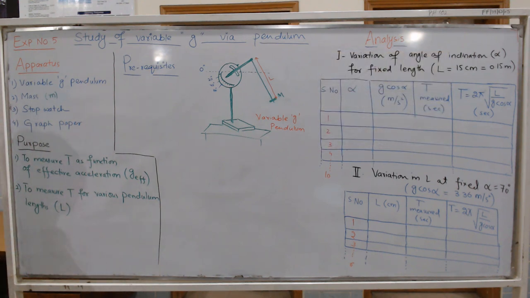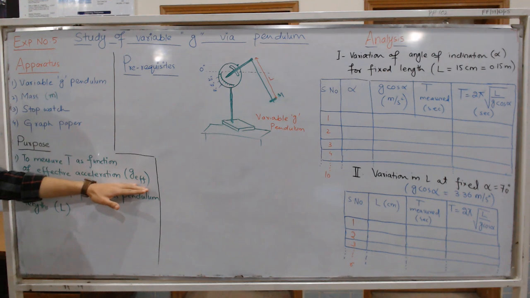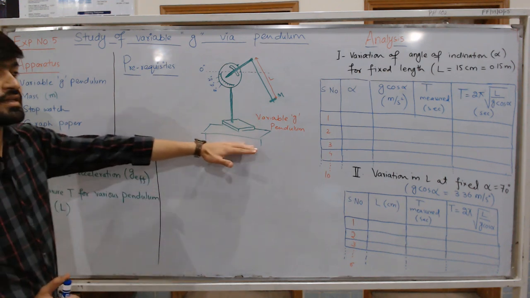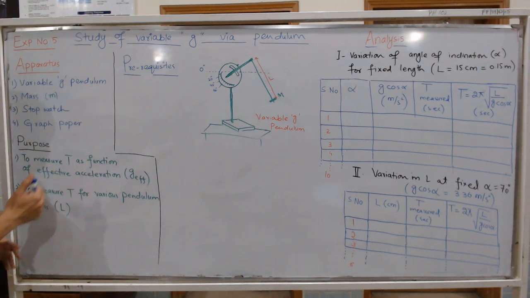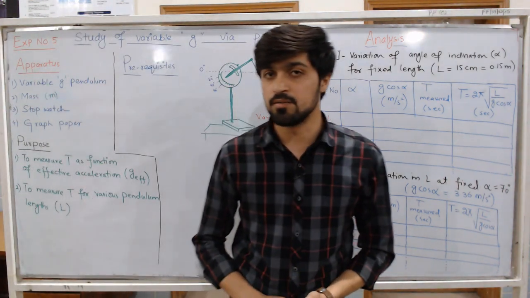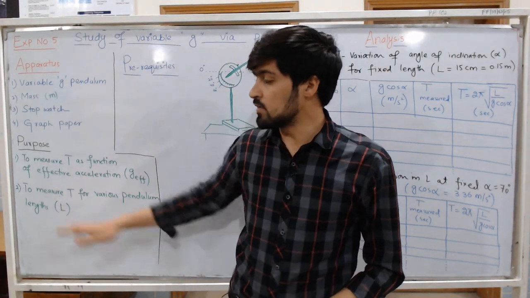The purpose of this experiment is to measure the time period T as a function of effective acceleration G, with EF in the subscript, G effective. We will measure the time period of this variable G pendulum and check that this time period is a function of the effective acceleration G effective. And we will measure the time period for various pendulum lengths L. So these are the two objectives of this experiment, and we will explain these one by one.